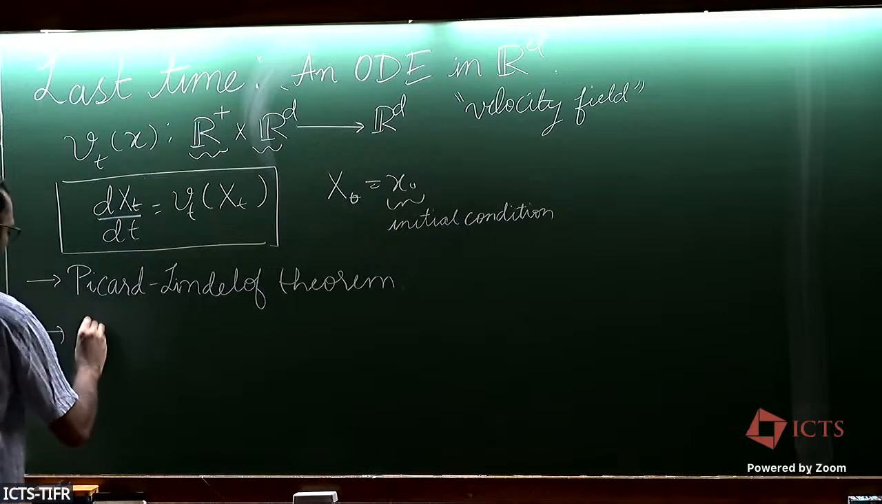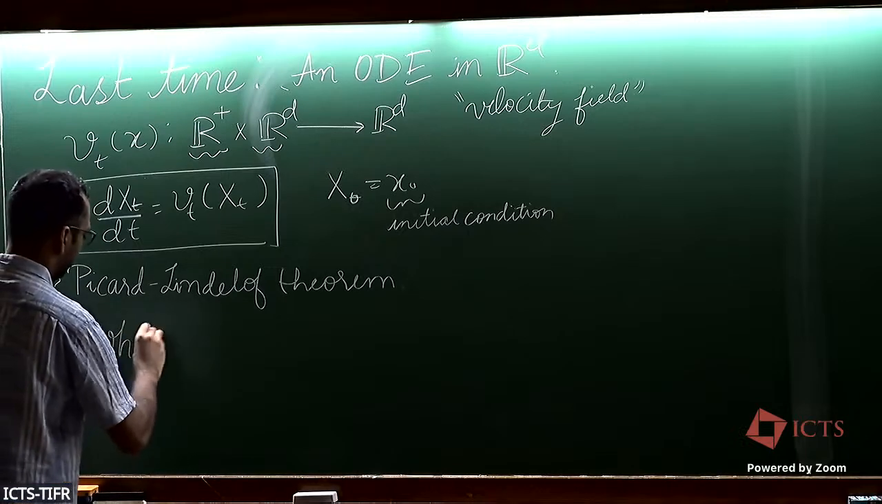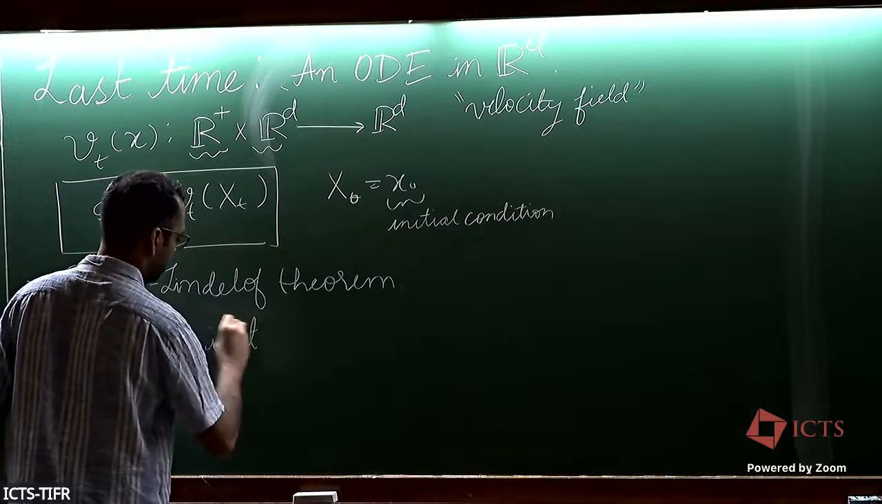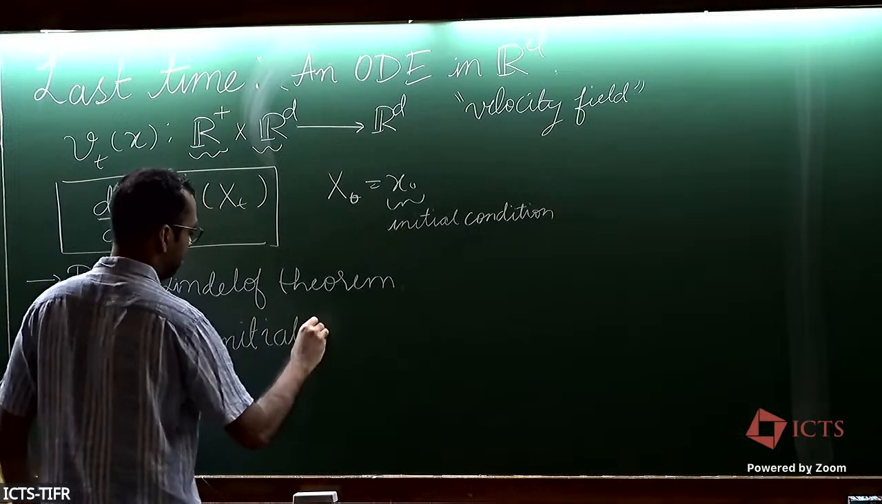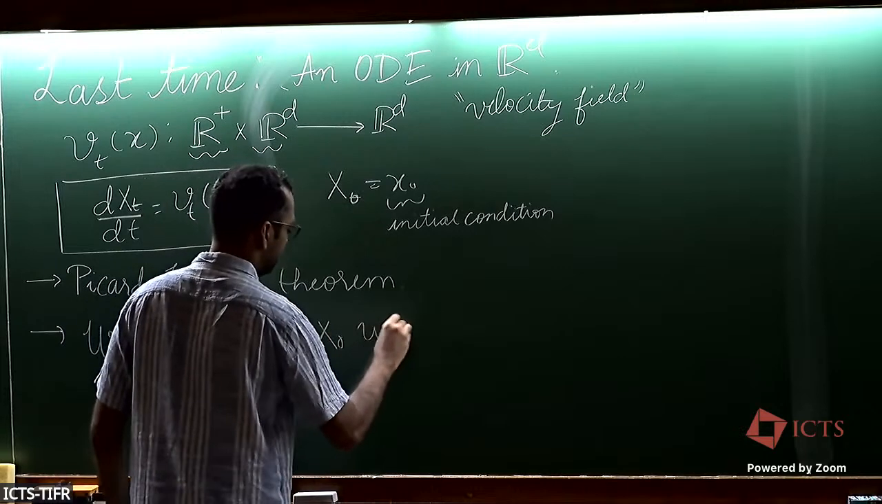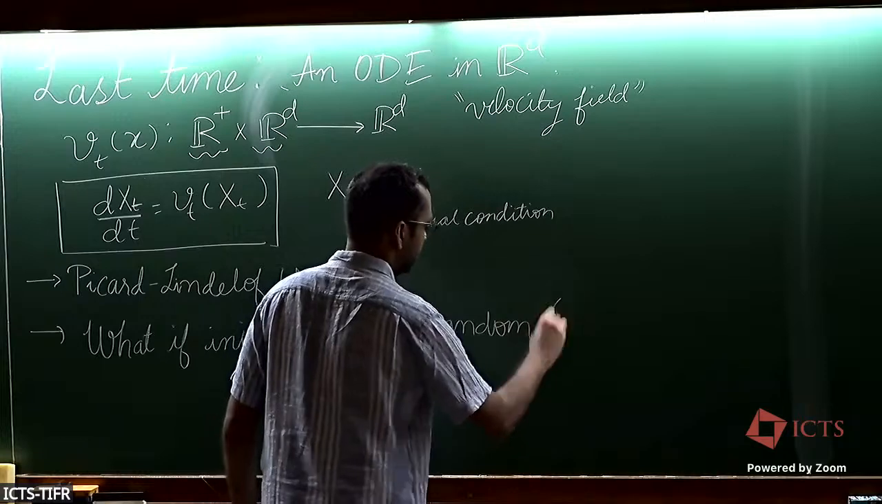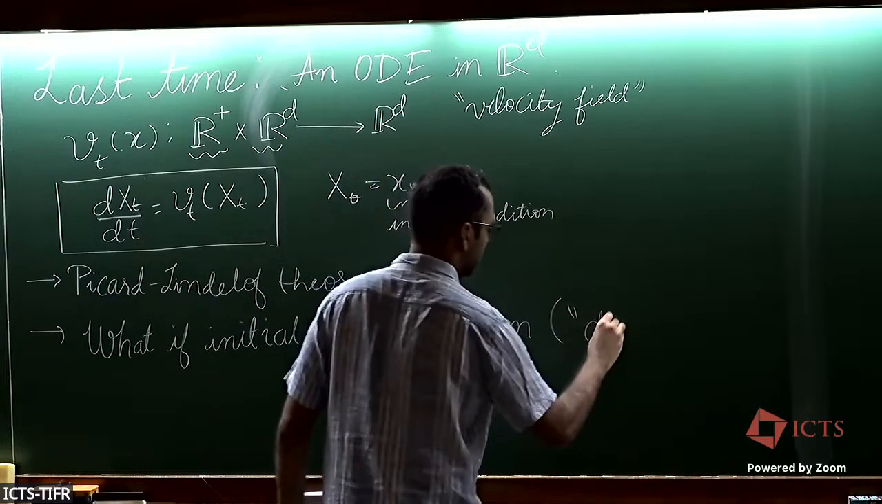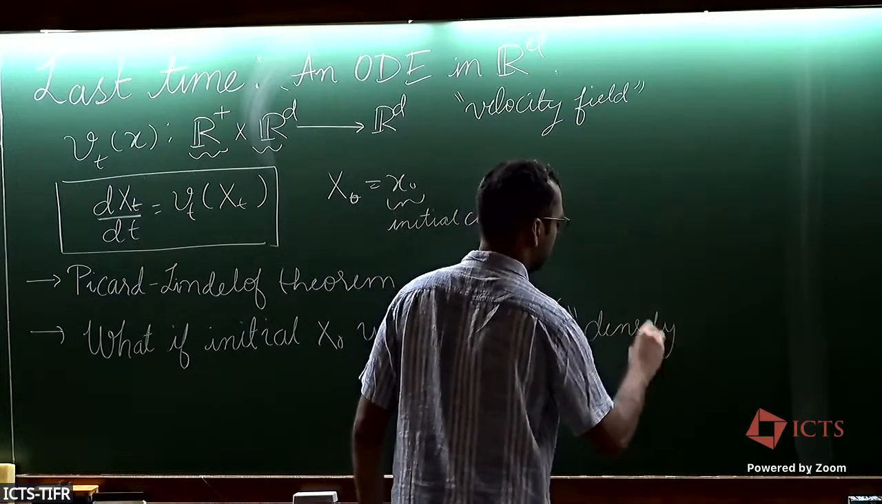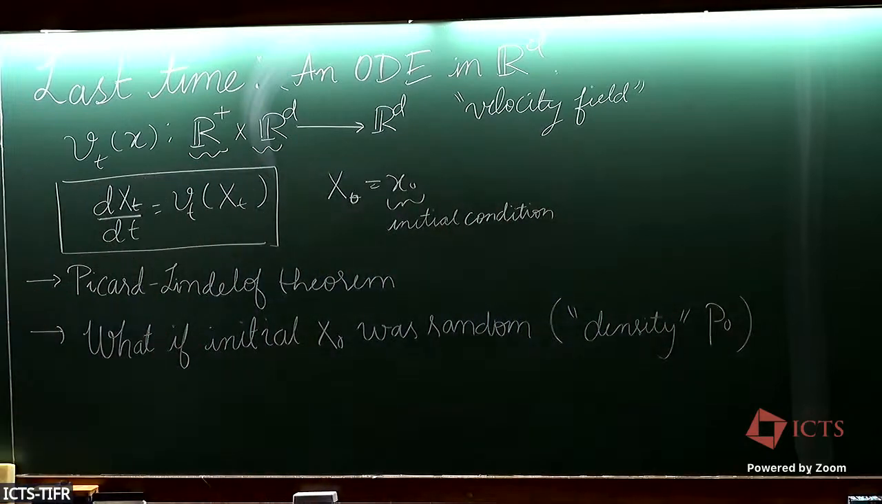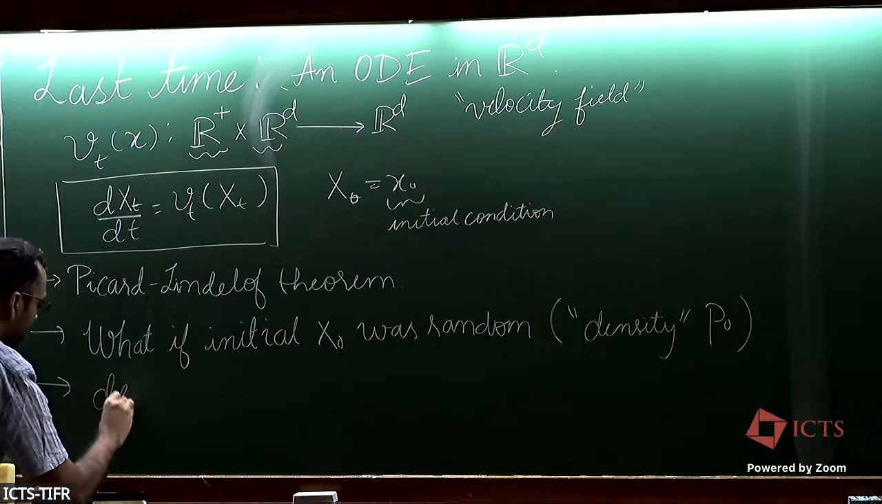So the question was, what if the initial x_0 was random, let's say with density being p_0? Okay, so this is where we derived the continuity equation. This is described.